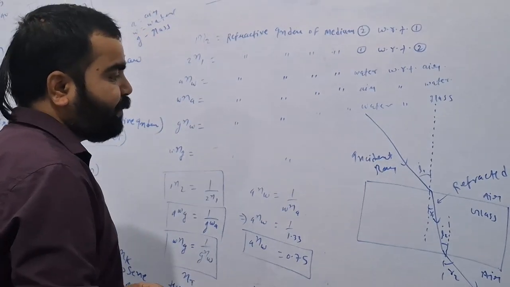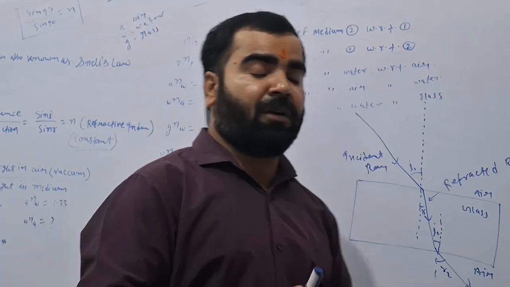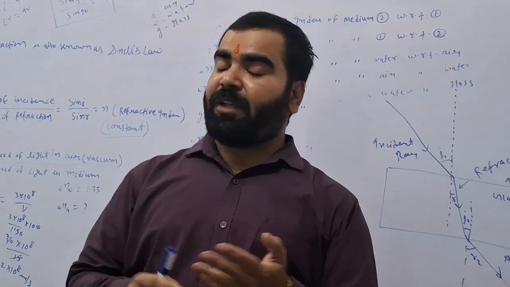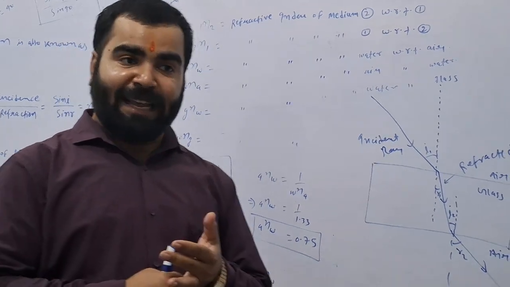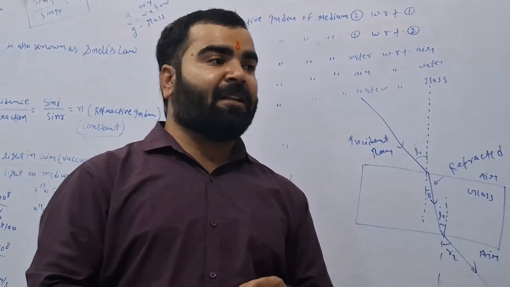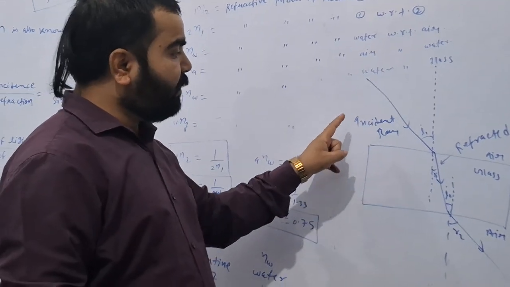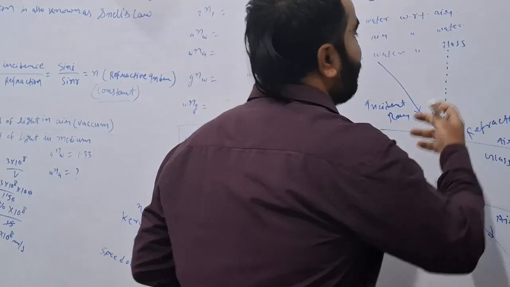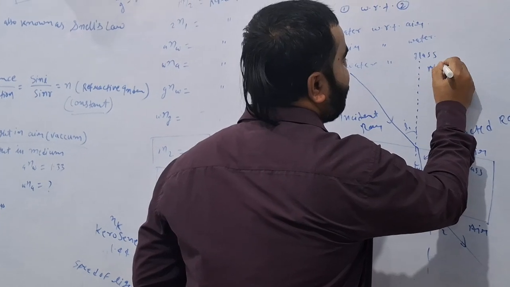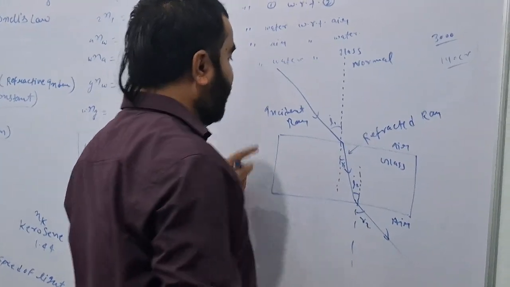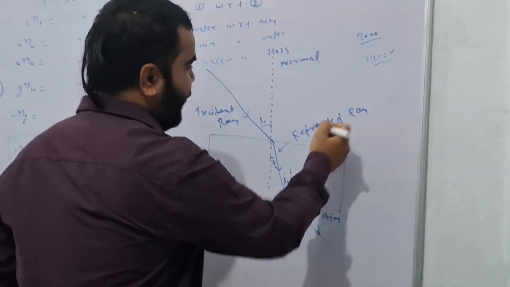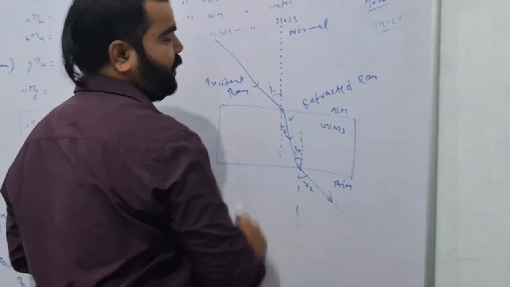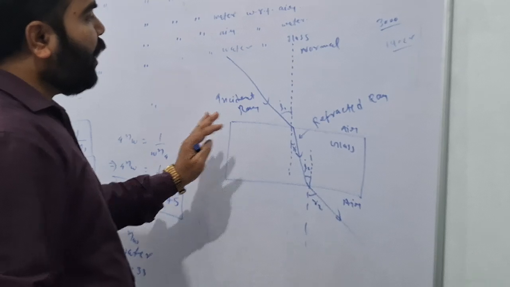Laws of refraction. The first law of refraction is that the incident ray, refracted ray, and the normal at the point of incidence all lie in the same plane. Incident ray, refracted ray, and the normal at the point of incidence. This is the point of incidence. So all lie in the same plane.